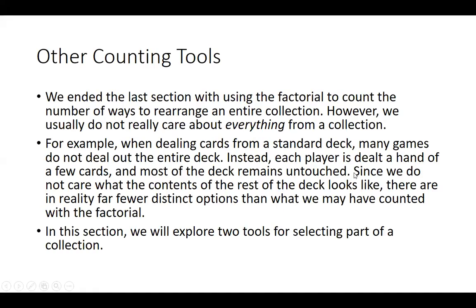So we ended the last section with using the factorial to count the number of ways to rearrange an entire collection. However, we usually do not really care about everything from a collection. For example, when dealing cards from a standard deck, many games do not deal out the entire deck. Instead, each player is dealt a hand of a few cards, and most of the deck remains untouched. Since we do not care what the contents of the rest of the deck looks like, there are in reality far fewer distinct options than what we may have counted with the factorial. In this section, we will explore two tools for selecting part of a collection.